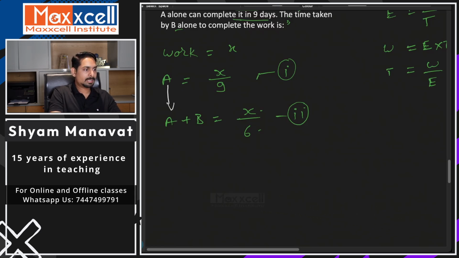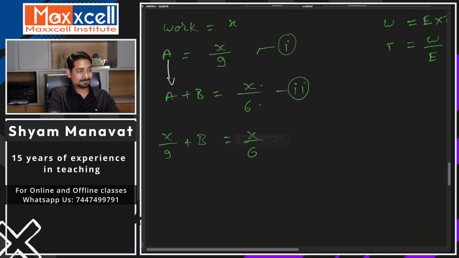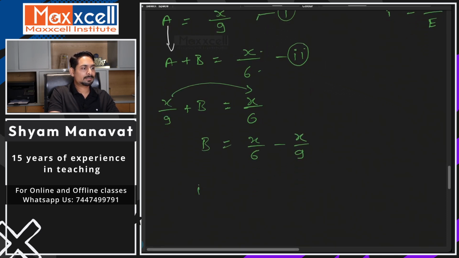So what do we get here? I get B equal to... If I want to find out for B, I can take this X by 9 to the other side. So it is X by 6 minus X by 9. Simplify that. So you get B equal to, what is B here? What does B represent in this case? B represents the efficiency of B. Remember, efficiency of B. That's what we have taken A and B as, right?